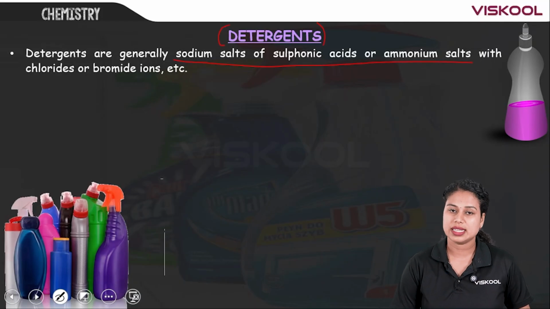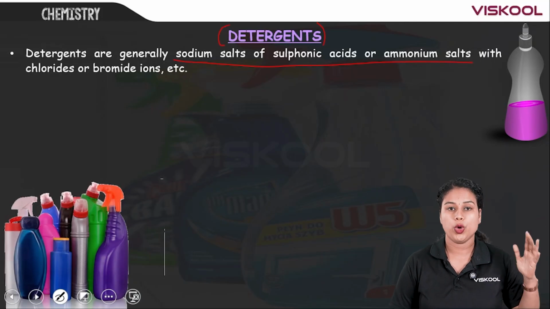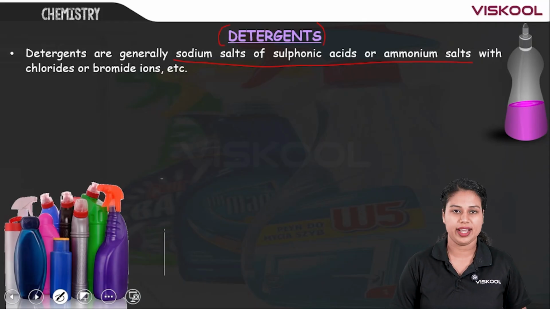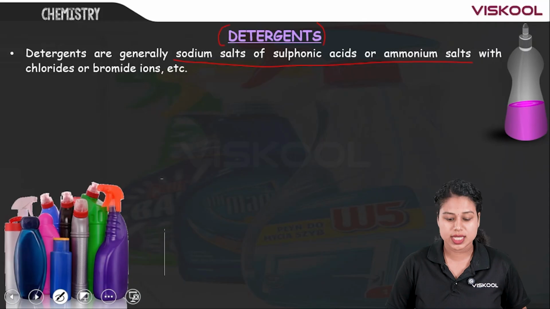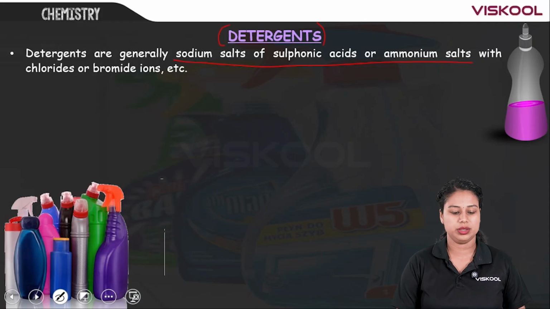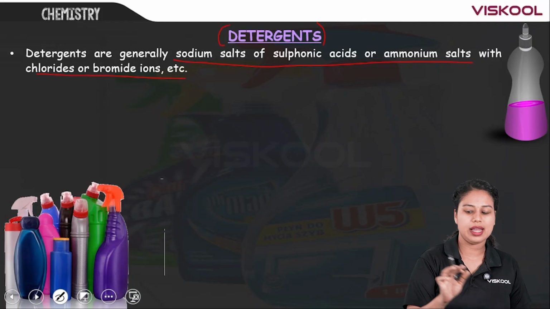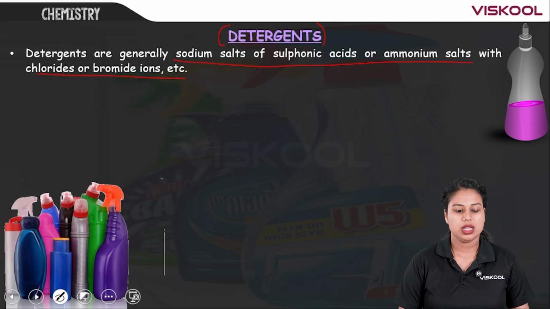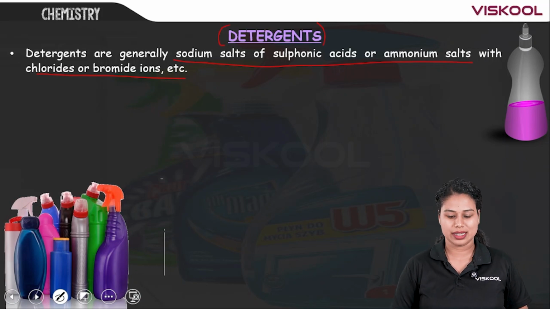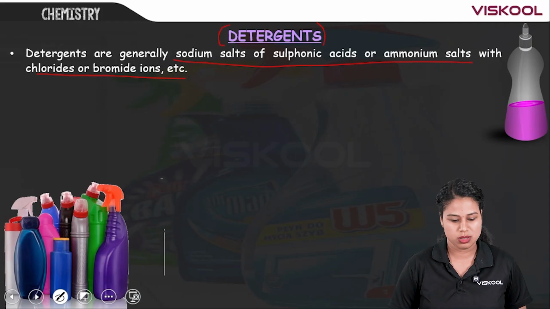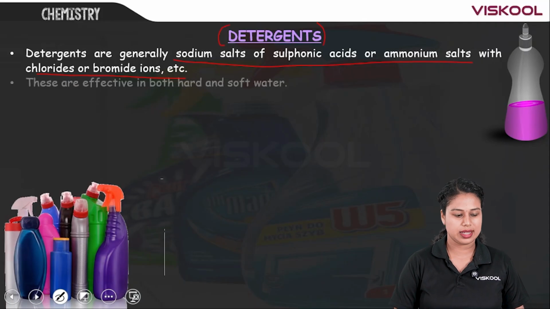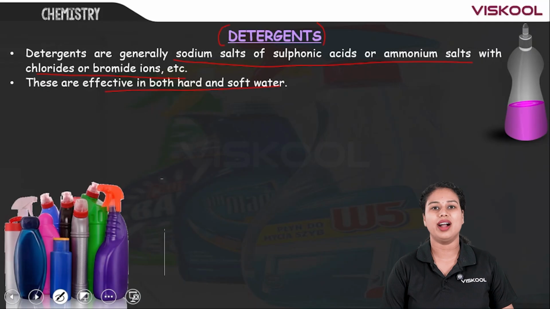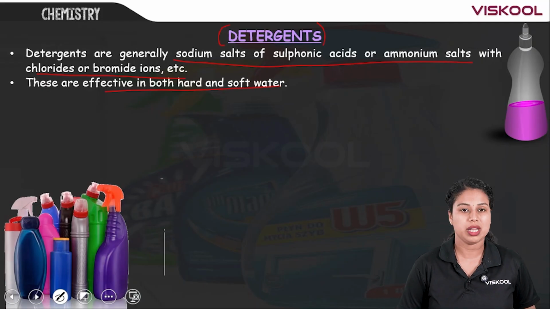So what is soap? It is the sodium or potassium salt of a long chain carboxylic acid, whereas detergents are the sodium salts of sulfonic acids or ammonium salts with chloride or bromide ions, etc. So detergent is different from soap. Please note it down: sodium salts of sulfonic acids or ammonium salts with chloride or bromide ions, etc. These are effective in both hard and soft water. Hard water contains the salts of calcium and magnesium.